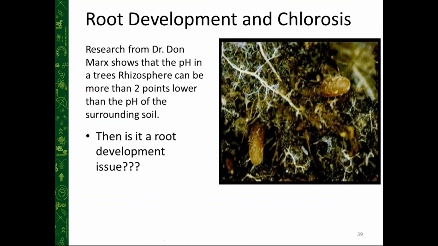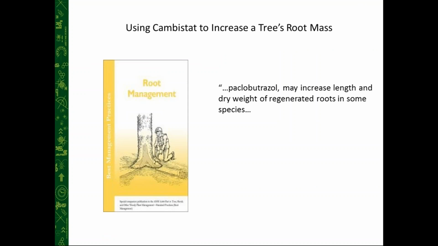If we dive down a little bit more, this is research by Dr. Don Marks, and what he found is that the healthy root system can influence its rhizosphere, that little area right around the roots, by 2 whole pH points. So if we have a tree with a well-developed root system, it can influence the area where it's mining resources from a pH of 8, where something like iron would be tied up, to a pH of 6, where iron would be free to be taken up by the plant. So being able to increase root development has a huge advantage for our plants for a lot of different reasons.